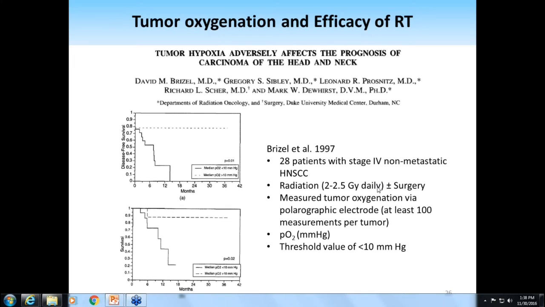And then once they did this for all patients, they stratified patients by those which were above the median partial pressure or PO2 levels and those which were below it. And this cutoff for them was 10 millimeters of mercury. And what they saw is that patients which were below the median, or less than 10 millimeters of mercury, not only had a worse disease-free survival, but had a worse overall survival compared to those which were above.